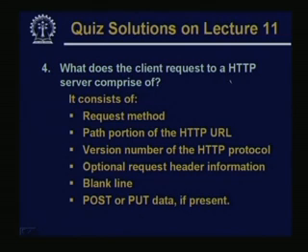What does the client request to an HTTP server comprise of? It consists of several things: request method, path portion of the URL and the version number. They must appear on the same line. Depending on the request method, you may have optional request headers. If you have optional request headers, then there will be a blank line followed by some additional data if you want. For POST and PUT request methods, you need this additional data. So, all these things taken together are the components of a client request.